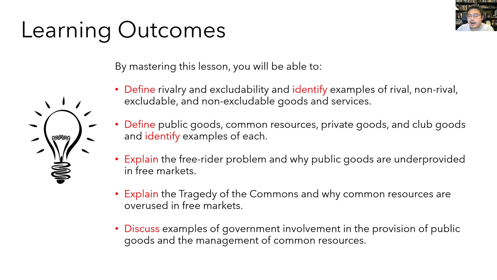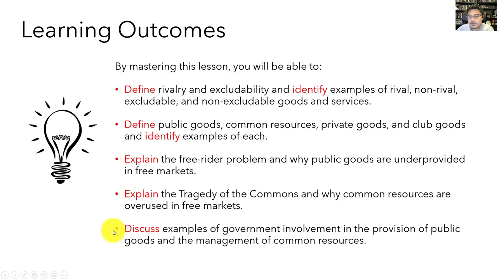And here are our learning outcomes for today's lecture. By mastering this lesson, you should be able to define the meaning of rivalry and excludability, and identify examples of rival, non-rival, excludable, and non-excludable goods and services. You should be able to define the meaning of public goods, common resources, private goods, and club goods, and you should be able to identify examples from real life of each. You should be able to explain what the free rider problem is and why public goods are underprovided in free markets. You should be able to explain the tragedy of the commons and why common resources get overused in free markets. And finally, you should be able to discuss examples of government involvement in the provision of public goods and in the management of common resources.